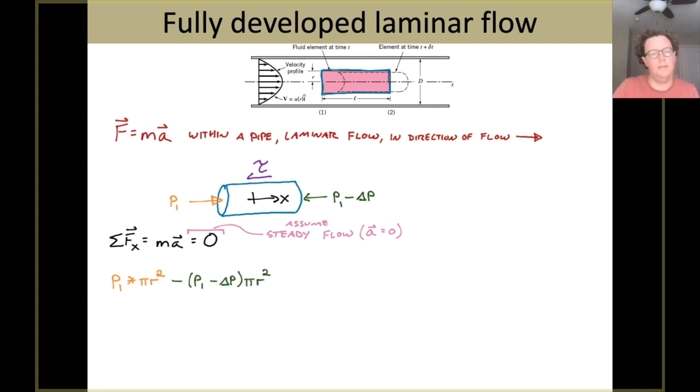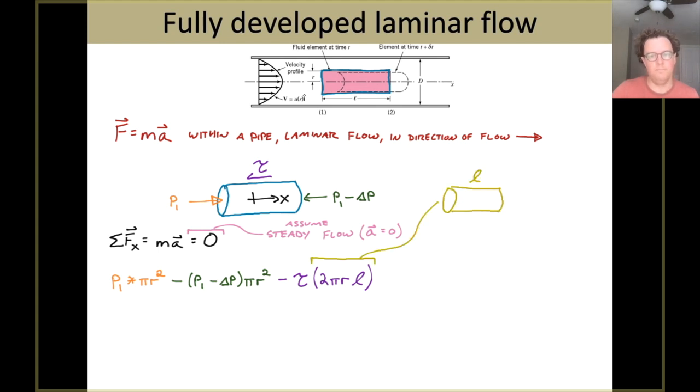On the opposite end of that cylinder, we have the pressure P1 minus delta P, and that's again acting on the area of the end of that cylinder. And finally, shear stress. We've got whatever that shear stress is, tau, which is a force per unit area, and then we need to multiply it by the area over which that shear stress occurs. Now that area in this case is 2 pi r times the length L.